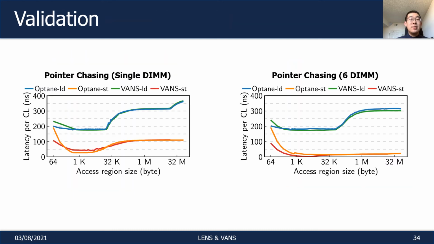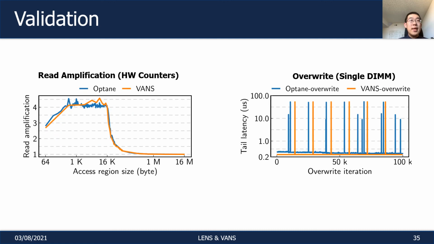Here are the validation results using the pointer chasing micro benchmark on single DIMM and interleaved 6 DIMMs. We notice the VANS latency numbers and curves match the Optane DIMM very well. We also take the hardware counters from Optane DIMM and VANS to calculate the write amplification for the L1 buffer. As shown in the left figure, the amplification factors match very well. We then perform the overwrite test on VANS and find its long tail latency matches the Optane DIMM.